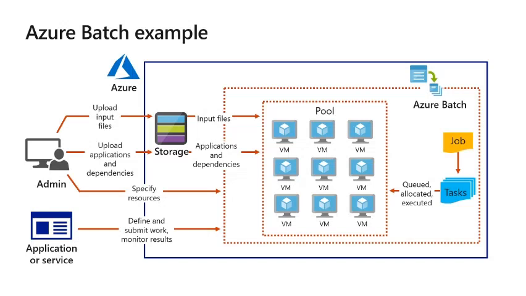Here is an example of how Batch works. An application admin uploads input files, and uploads the application and dependencies. You specify resources and you do this to storage, and that's the second step. You specify the storage, you create virtual machine nodes, and then you queue the tasks, which is a job divided into multiple tasks, and then you get the output files and download them.